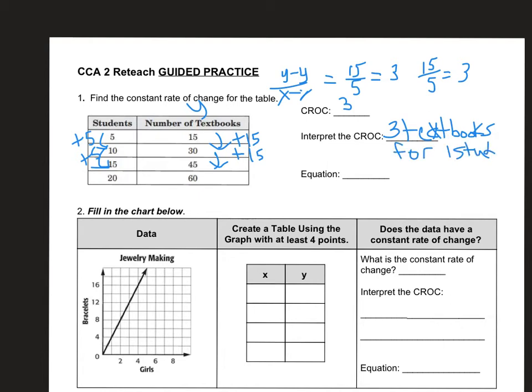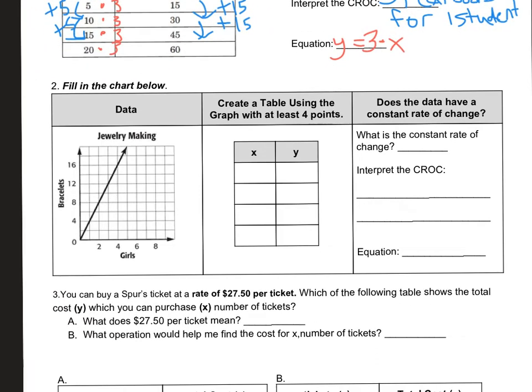Okay. How would I figure out the total number of textbooks for any number of students? Well, what's happening with that constant rate of change? Let's see. 5 times 3, does that equal 15? Yes, it does. 10 times 3 equals 30, 15 times 3 equals 45, and 20 times 3 is 60. So my equation must be that I'm multiplying 3 times the number of students, and that is giving me my total number of textbooks.